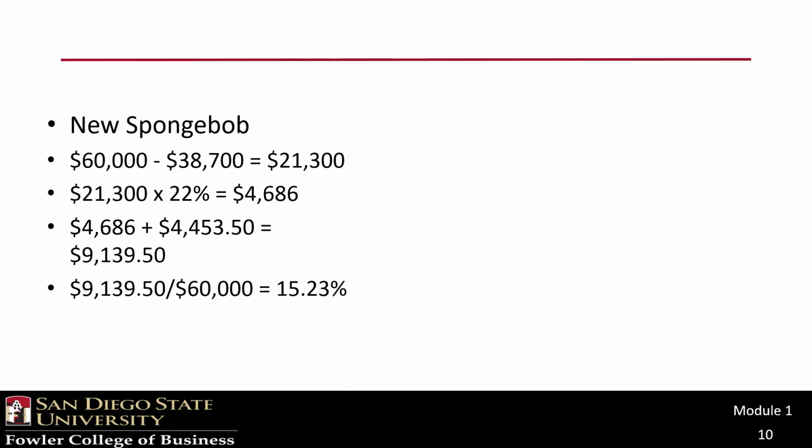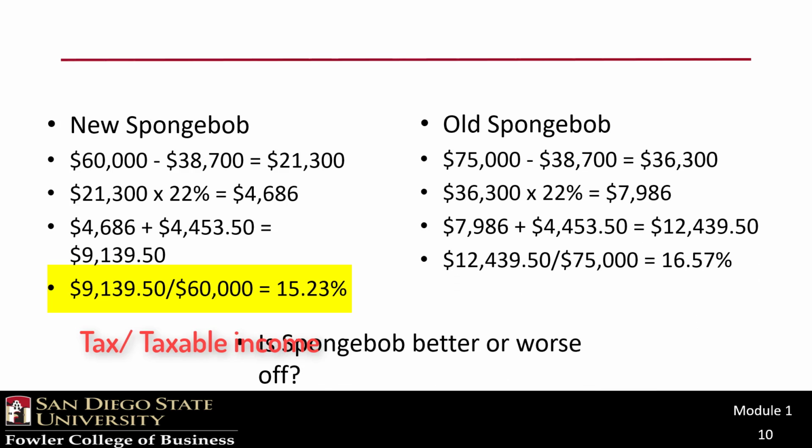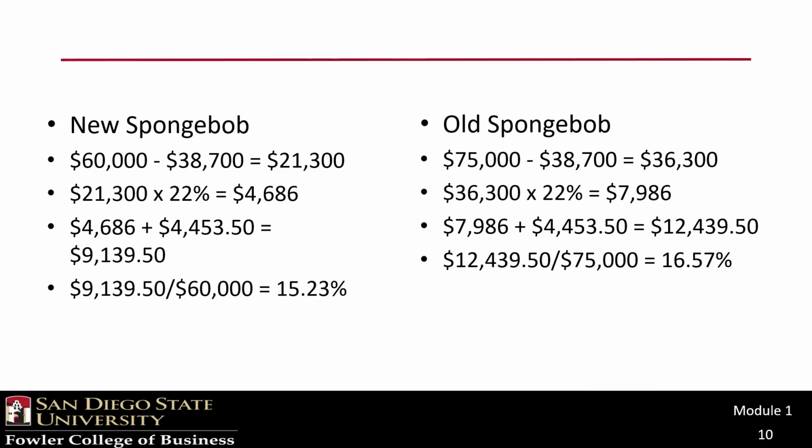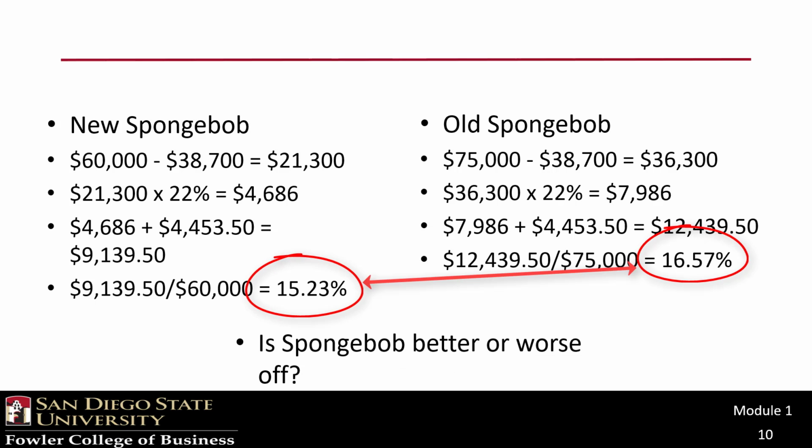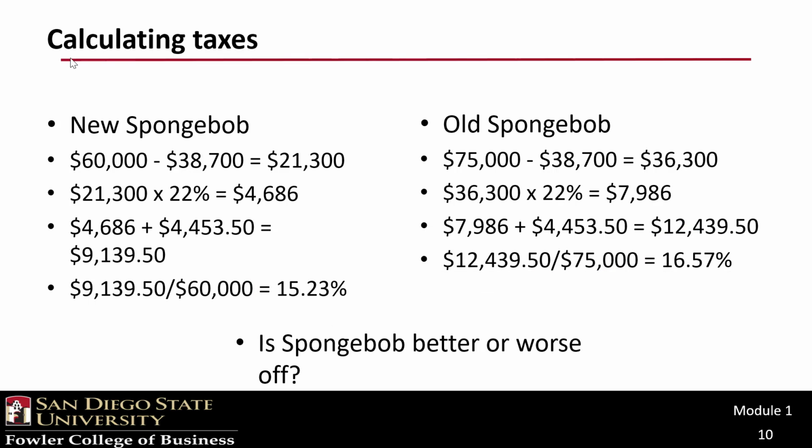If we look at new SpongeBob, now he only makes $60,000 of taxable income. We put it through the same meat grinder we have been. Multiply by 22% the excess over $38,700. We get $9,139.50 divided by $60,000, or 15.23%. If we compare that to old SpongeBob, notice that he used to pay at 16.57%. So the question is, is SpongeBob better or worse off as a result? Well, if you looked at his average tax rate, you'd say, wow, SpongeBob is clearly better off, right? He's paying less average tax. So the question is, is SpongeBob better or worse off?